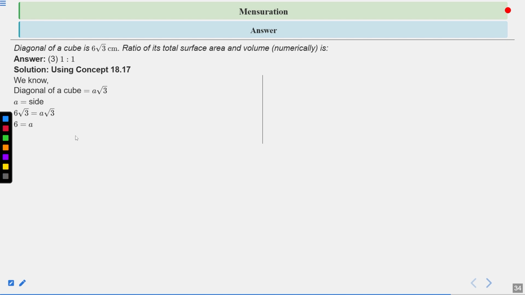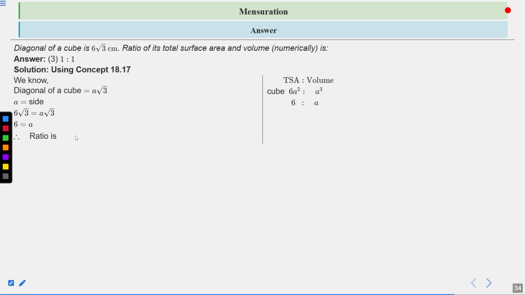Now we can calculate the total surface area and the volume. So the ratio of total surface area to volume becomes 6a square to a cube. So what do we get? We get 6 ratio a only, because a square will be cancelled out from a cube. So on the right hand side we only have a, and on the left side 6 is left.